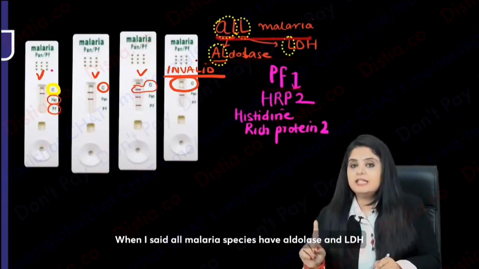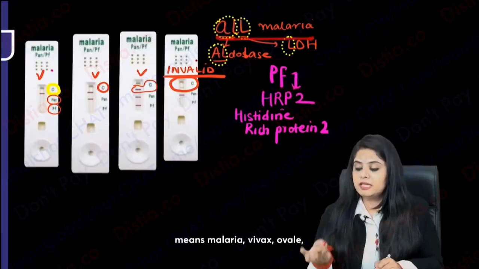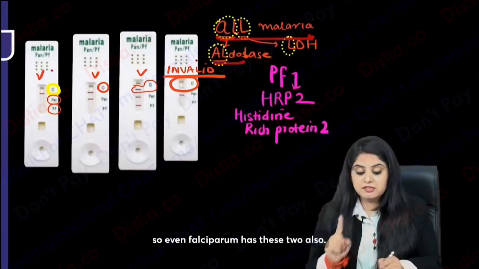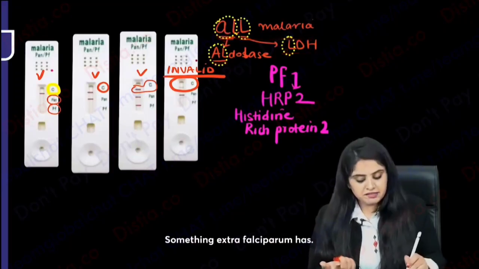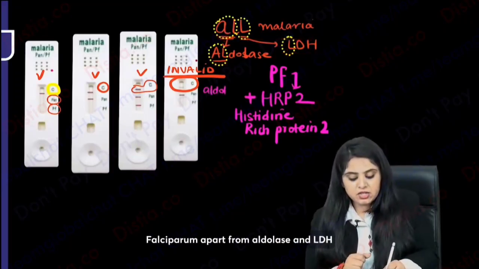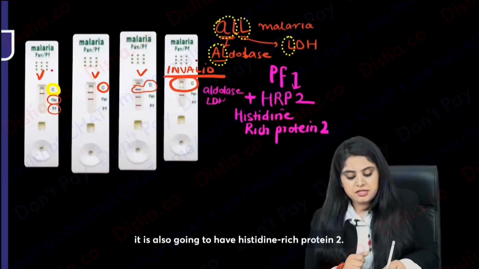When I said all malaria species have aldolase and LDH, it means vivax, ovale, falciparum, malariae, everyone has it. So even falciparum has these two also. Something extra falciparum has: apart from aldolase and LDH, it is also going to have histidine-rich protein 2.